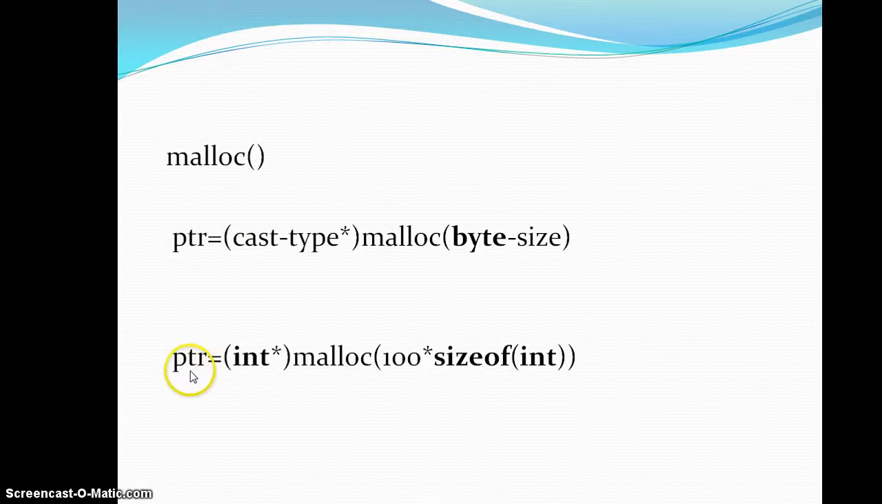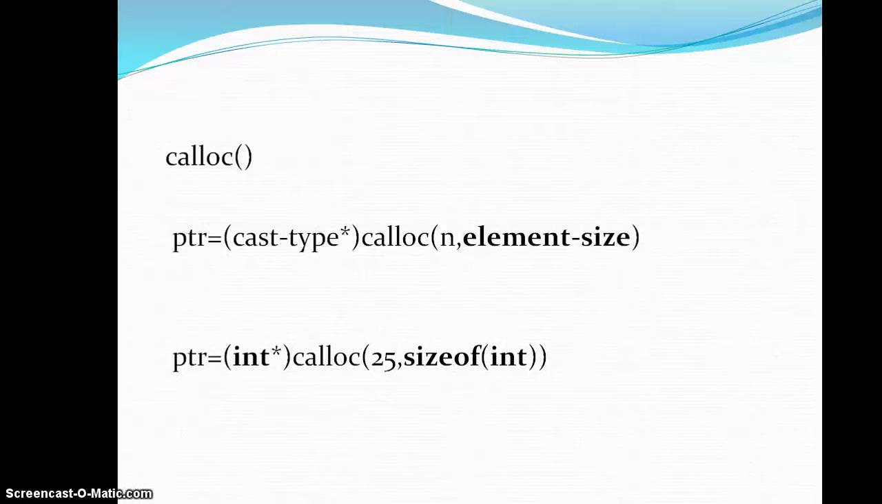So here is the example: ptr = (int *) malloc(100 * sizeof(int)). If suppose the integer size is 4 bytes, we are allocating memory of 100 into the size of int, 4. 100 into 4, 400 bytes of memory we are allocating. In case a program requires more memory to store some variables or calculate, we will use this function.